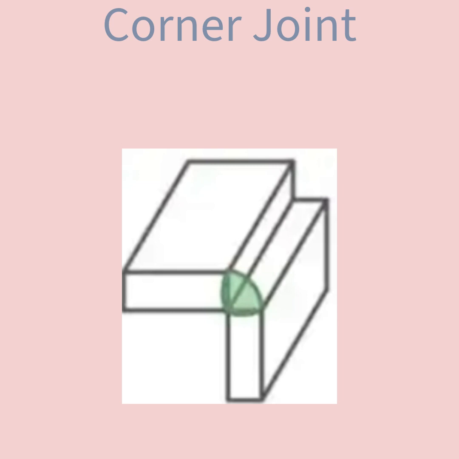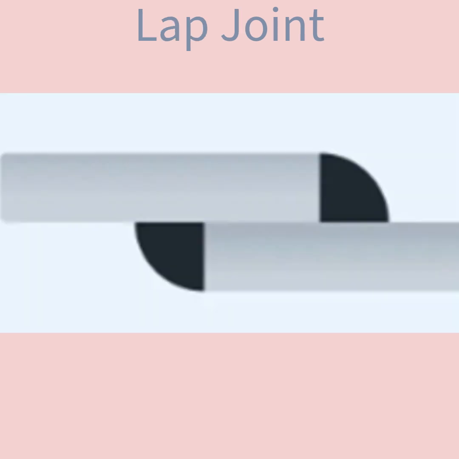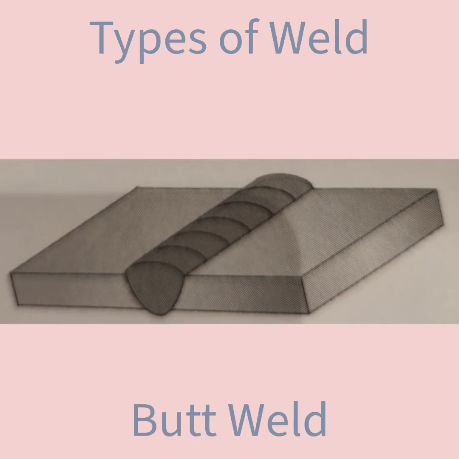Connection between the ends or edges of two parts making an angle to one another of more than 30 but less than 135 degrees in the region of the joint. Next joint is lap joint. Connection between two overlapping parts making an angle to one another of 0 to 5 degrees inclusive in the region of the weld or welds. Now let us see different types of weld.